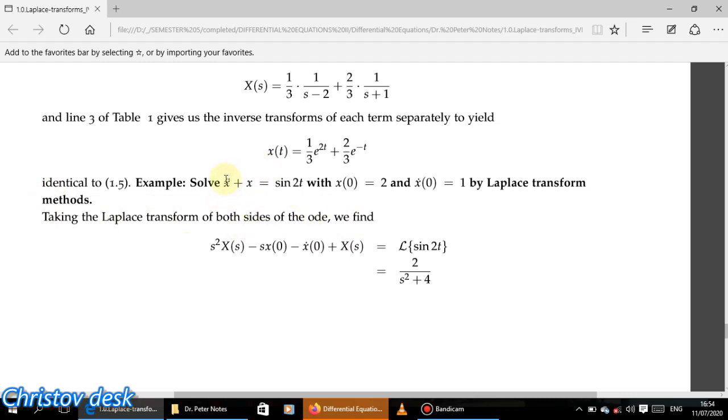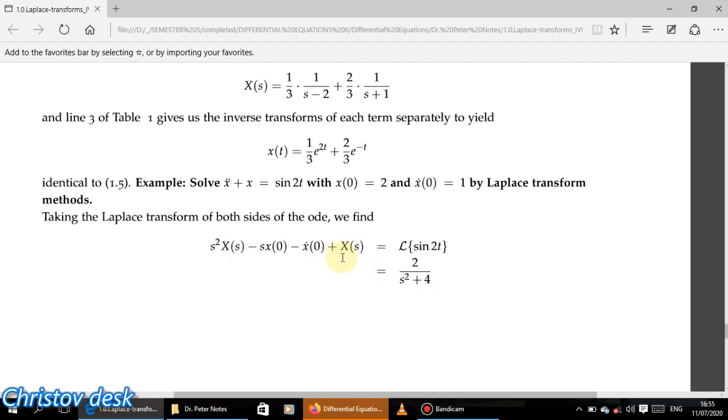So first I have to take the Laplace transform of x double prime, which is s squared capital X of s minus s x(0) minus x prime(0), right? And remember, this whole thing you see there is the Laplace of x double prime. And then the Laplace of x is just capital X of s. So now what's the Laplace of sine 2t? Remember we said sine bt is b over s squared plus b squared. So sine 2t will be 2 over s squared plus 4, right?